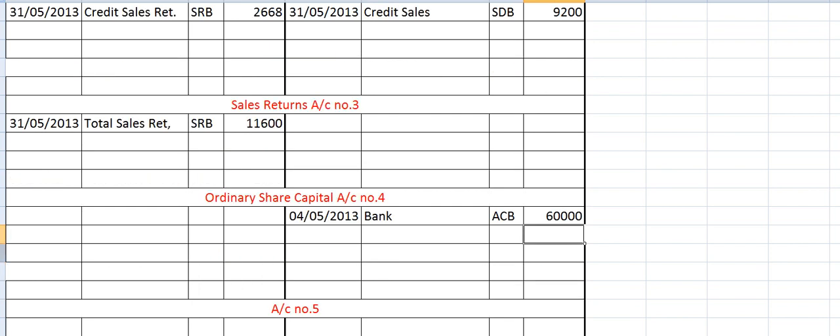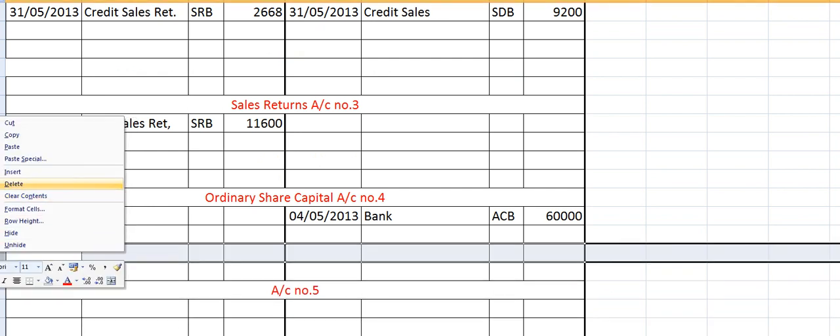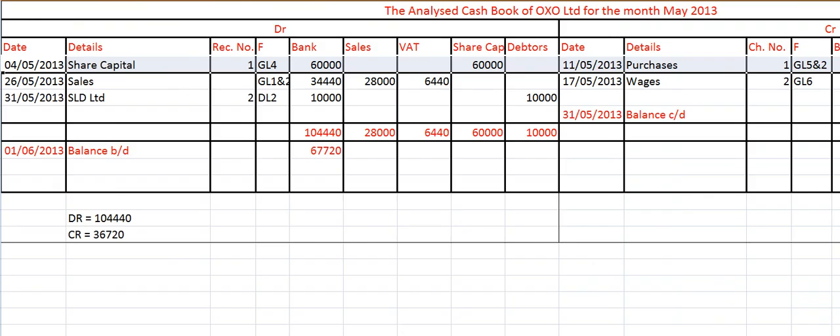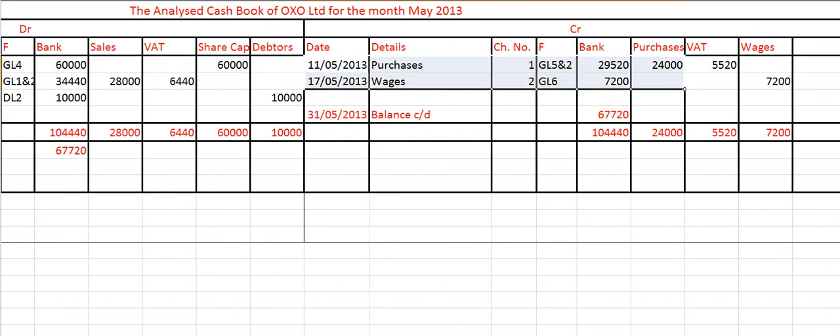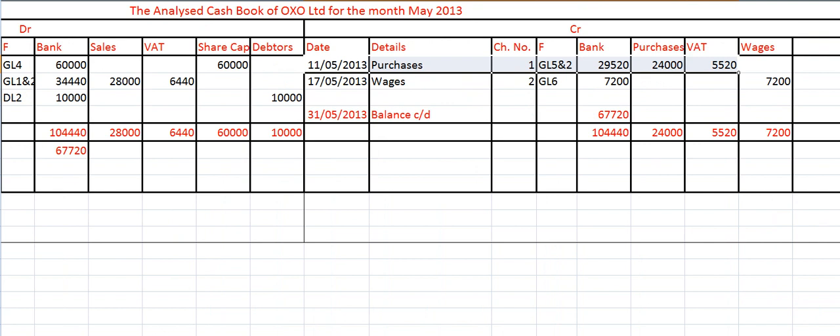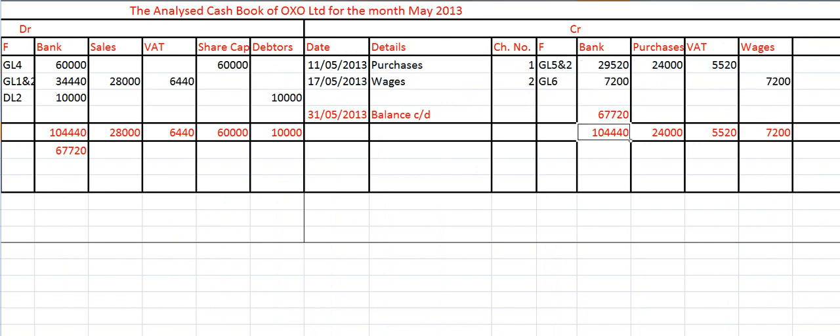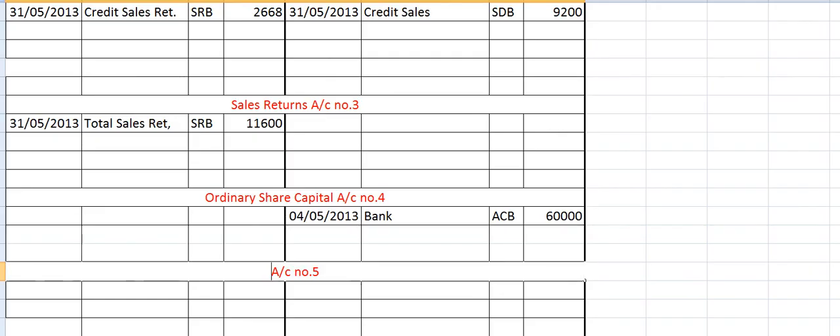Okay. Doesn't look like there are any other entries there, so we just skip a couple of lines and go back here. The next entry is the 11th of the 5th. It's the purchases. So credit the cash book, debit the ledger. We're going to open a purchases account. On the debit side, that is 11th of the 5th, 2013, and that is bank, ACB for analyzed cash book, and that is the 24,000, the amount excluding the VAT.